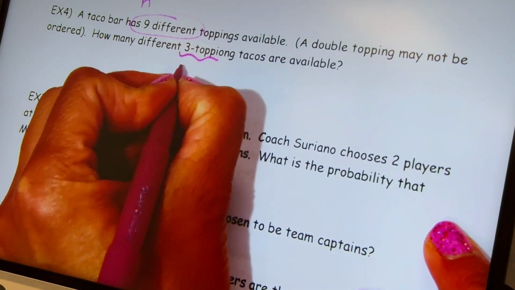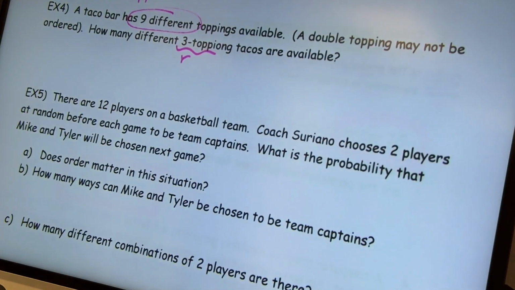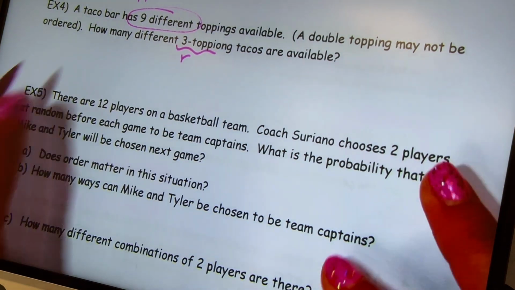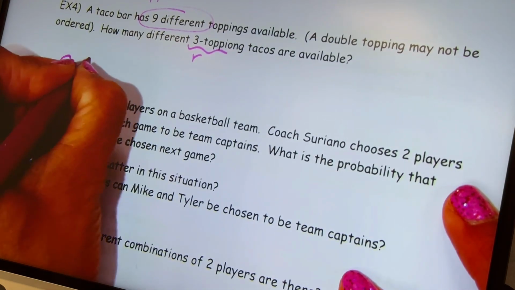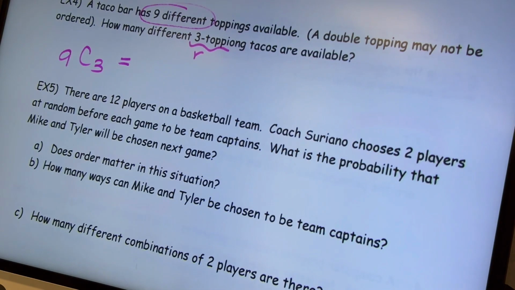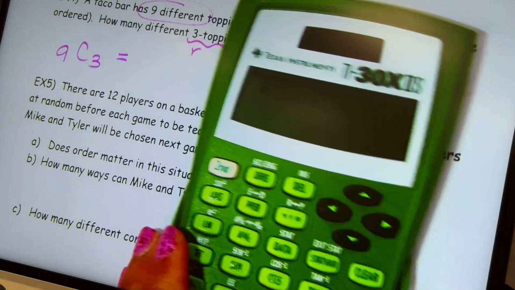3-topping tacos, so that's our R. This is a combination, because the order that you put the toppings on a taco doesn't matter. So it's going to be 9C3. I'm going to not put it into the formula because we did that first semester. We're just going to use our calculator.